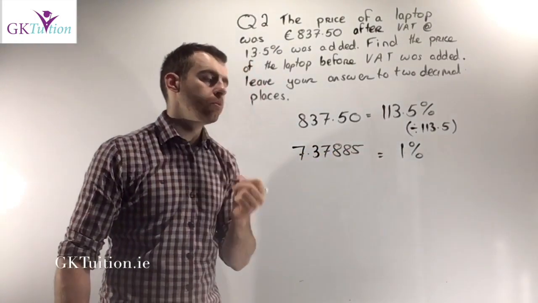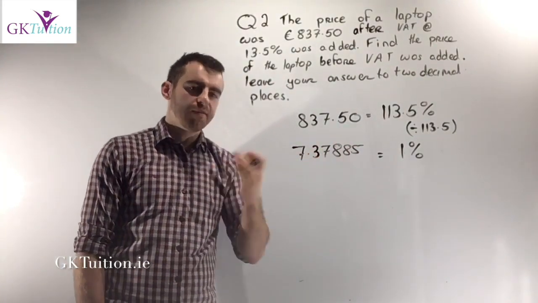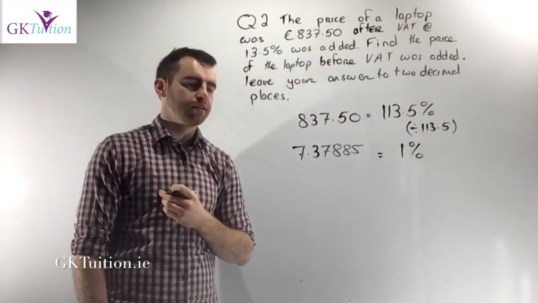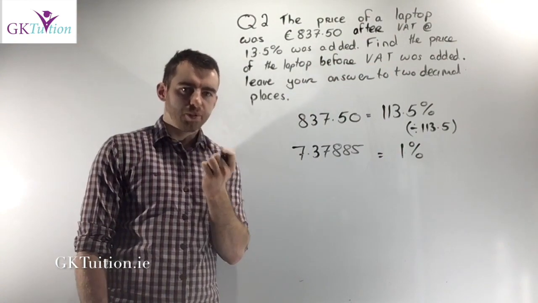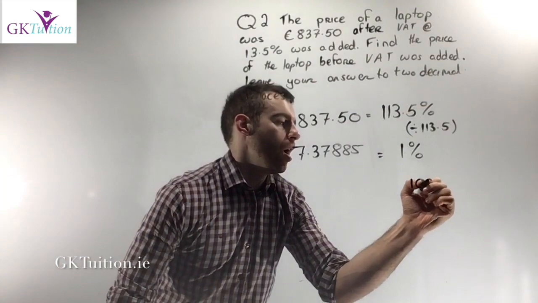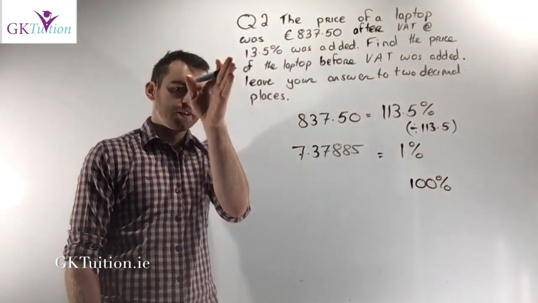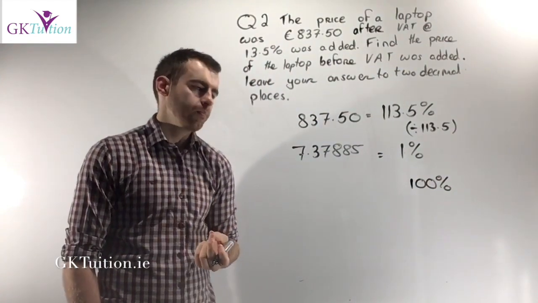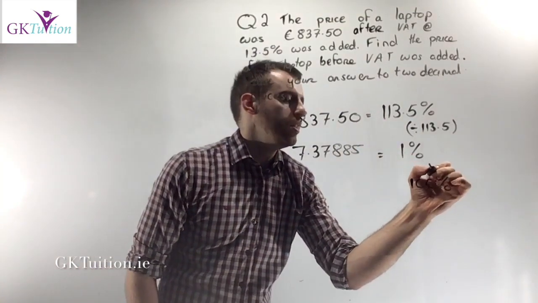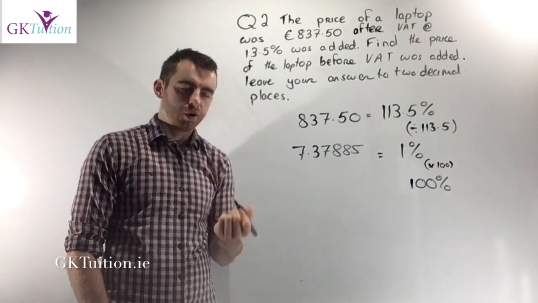Now if you do that in this case, 1% works out as 7.37885. 1% of the price of the laptop was €7.37885. Now, the question asked me to find the price before VAT was added. We always consider the price before VAT was added as being 100%. I want to know what is 100%. What is the cost of this laptop before the 13.5% had been added on? If you know 1%, obviously in order to turn 1 into a 100, I need to multiply by 100. So in this case, we're going to multiply both sides by 100.